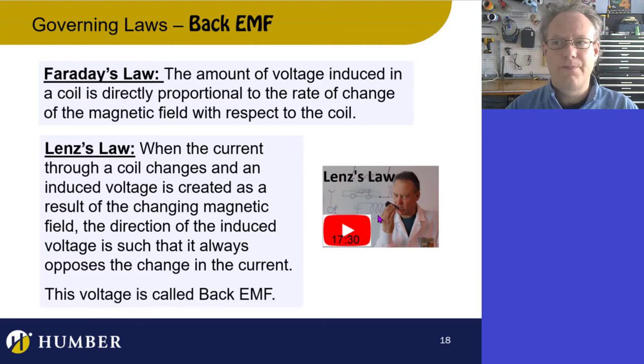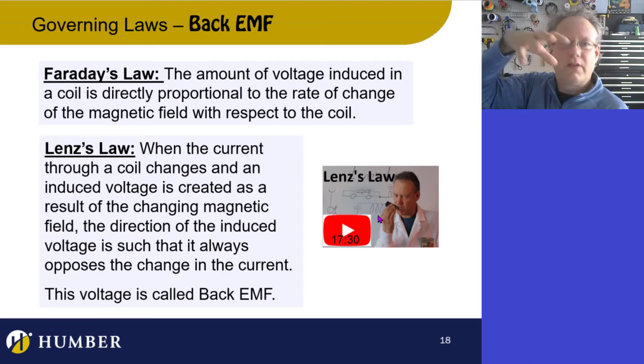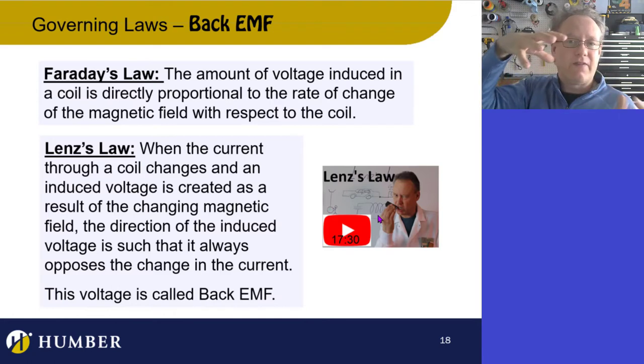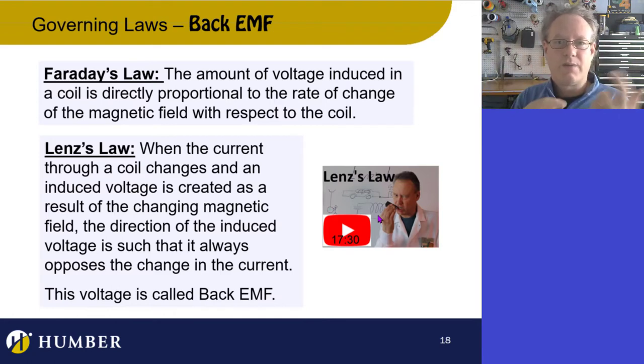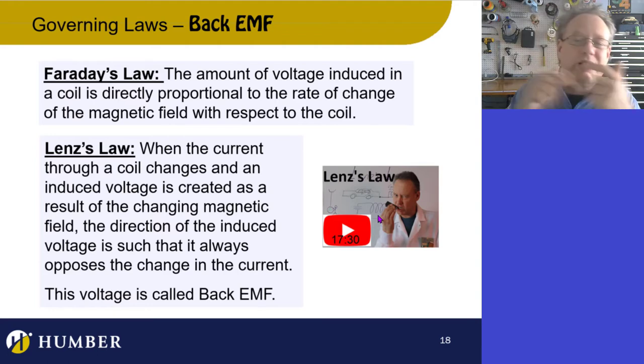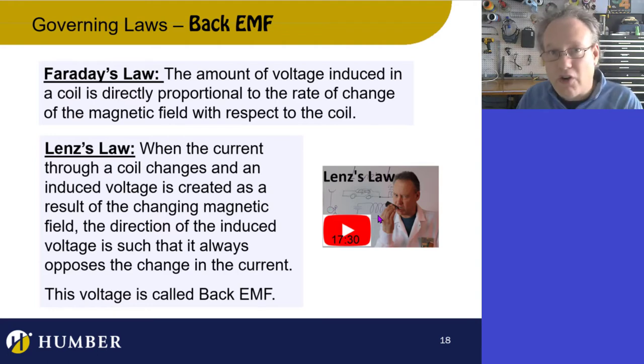When we put electricity through a coil, it generates a magnetic field. Now, the magnetic field being propagated is a changing magnetic field. Well, Faraday's law comes in and says a changing magnetic field creates EMF. Well, guess what? That EMF is in opposition to the current that made the magnetic field in the first place.